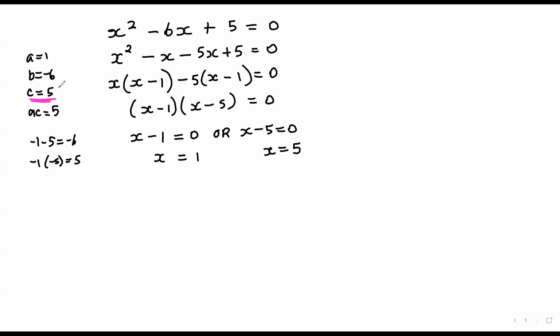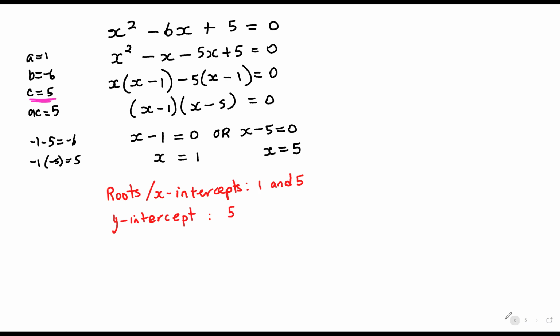So far, we know that the roots of the equation, roots or x-intercepts, would be 1 and 5, right? So it's going to cut the x-axis at 1 and 5. We also know that the y-intercept is equal to 5, since c is equal to 5. So the y-intercept is also 5.